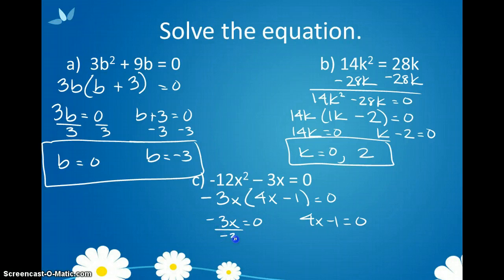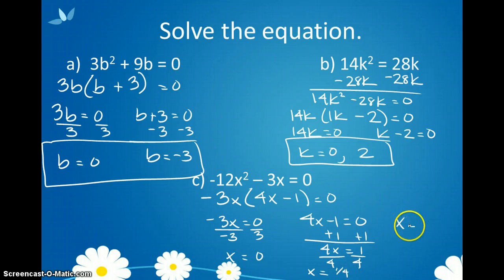If you divide both sides by negative 3 here, you have x is equal to 0. Here you're going to have to add 1. You have 2 steps to do for this one. So you get 4x equals 1, divide by 4, and x is equal to 1/4. So I would write x equals 0 and 1/4. Don't put this in parentheses though, because it's not a coordinate.